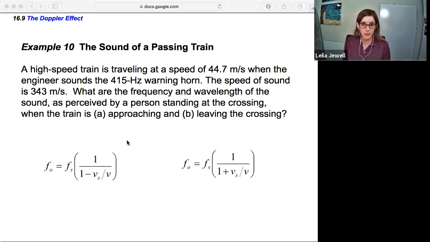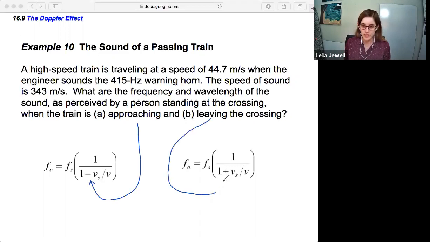So remember, we need to decide for approaching and crossing, or leaving the crossing, all that's going to change is the positive or negative sign. So remember, approaching is the negative sign, and leaving, moving away from, is the positive sign. Once we have that, we are in good shape, right? We already have our speed of sound, which is the v variable. We have the speed of the train, which is our source of sound, so that would be our vs.